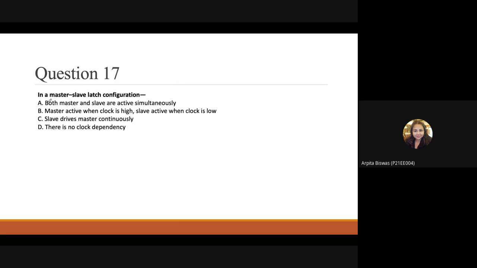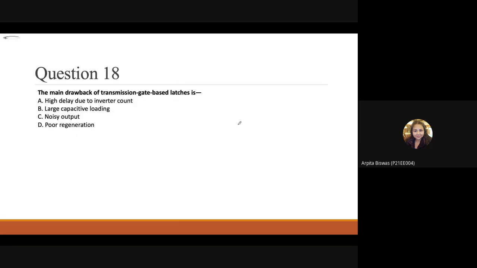This is question number 17. In a master slave latch configuration, both master and slave are active simultaneously. Option B is the master active when the clock is high and slave active when the clock is low. Option C is slave drives the master continuously. And option D is there is no clock dependency. Option B. Yes, option B is the right answer. Master active when the clock is high and slave active when the clock is low. Next question number 18.